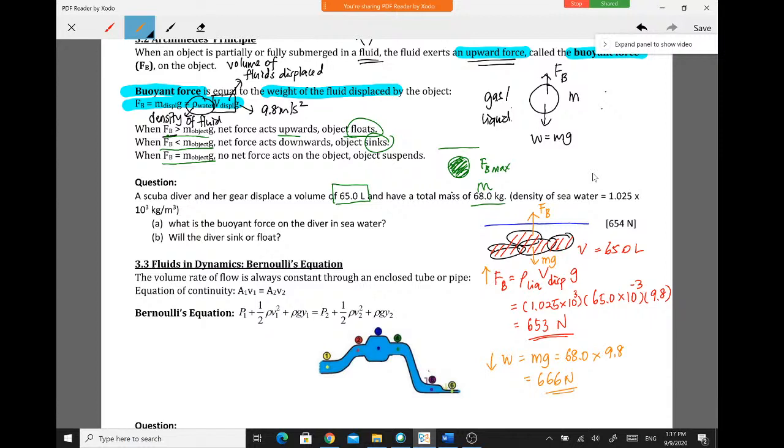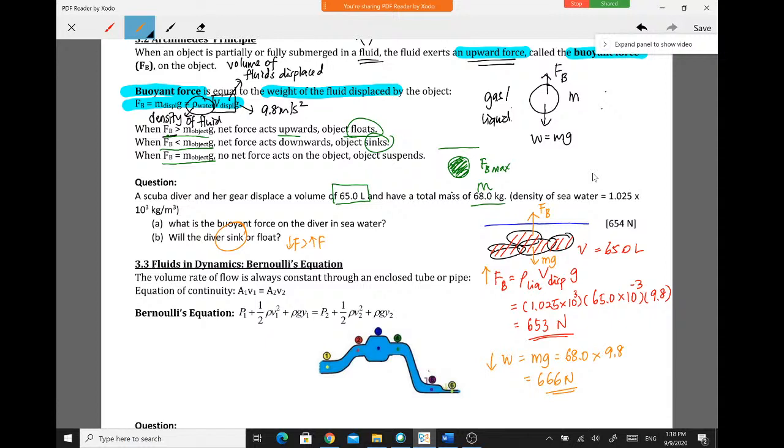So will the diver sink or float? It will sink, right? Since the downward force is larger than the upward force, the diver will sink down to the water. Alright? So which is actually work.